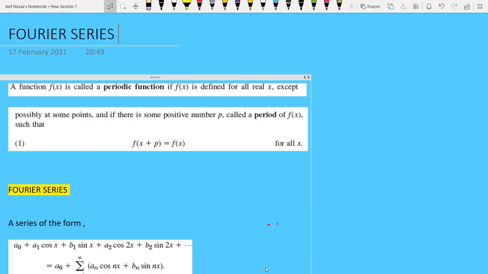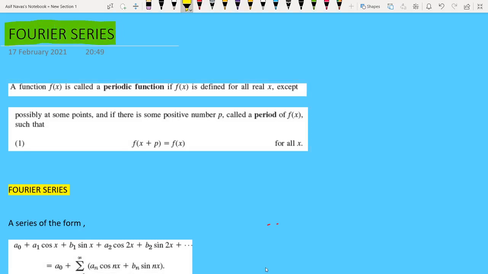Okay, so in this session, we will discuss Fourier. So first I will define what is a periodic function.